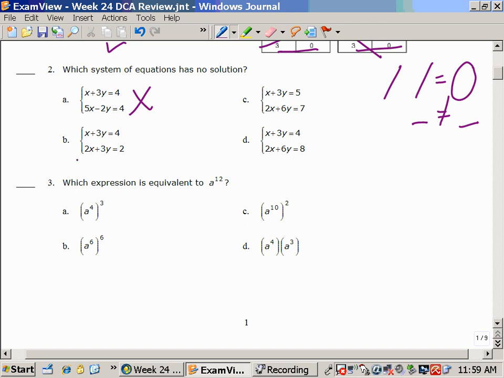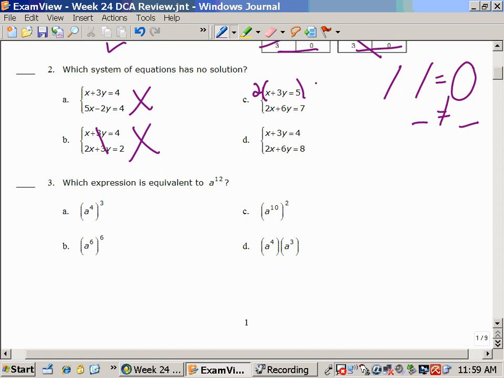Let's look at B. If I change all of my signs, the y's are going to cancel, but that's not going to be enough to get no solution. B is not going to be the right answer. Look at C. If I look at C, the x's won't cancel, the y's won't cancel. But what I notice here is if I multiplied everybody by 2 right here, that would give me 2 x's, 6 y's, and those are going to cancel.